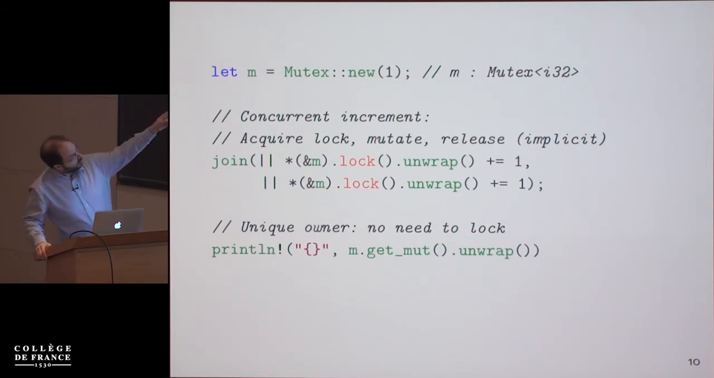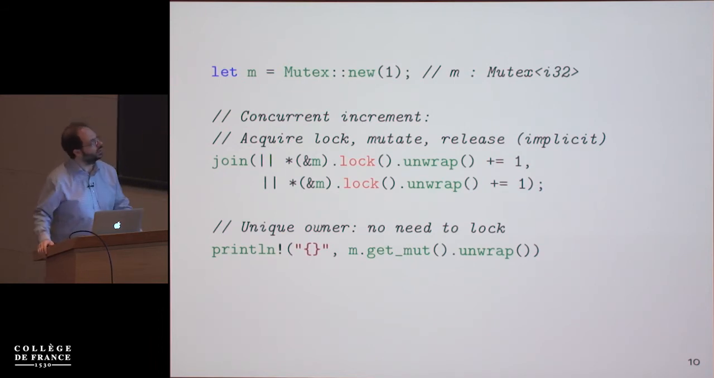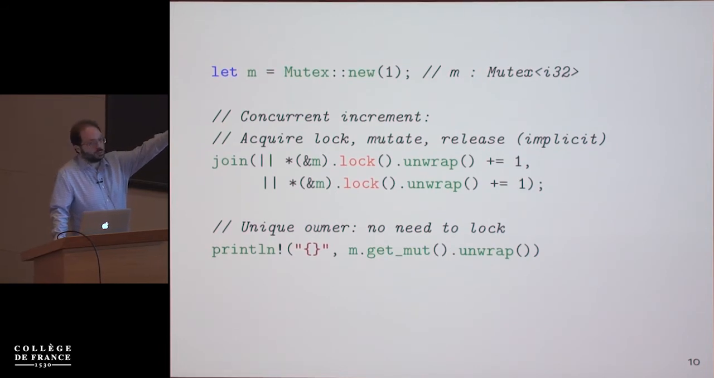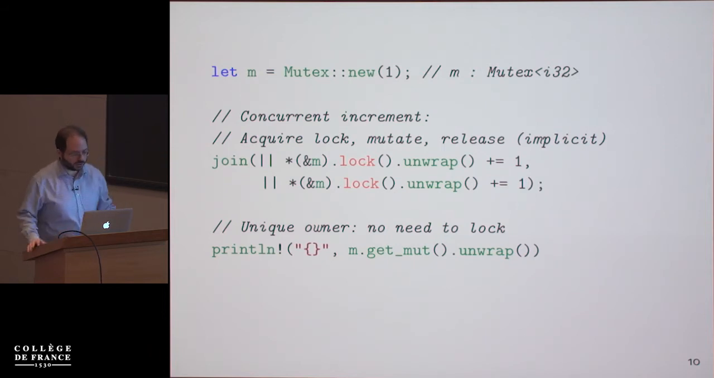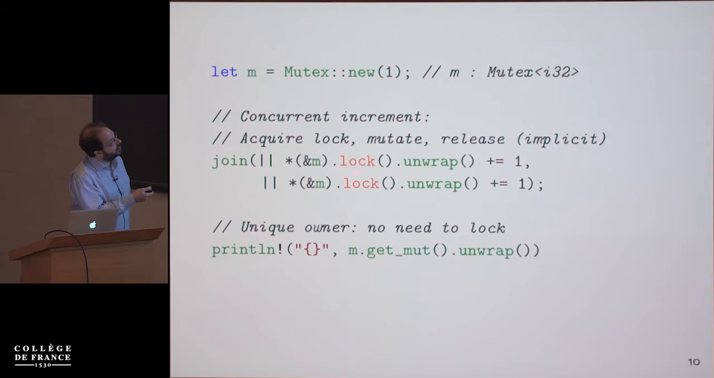So in the beginning here, I wrap this integer 1 with a mutex, and that means the only way to gain access to this integer is through acquiring a lock that's associated with this mutex, and then you will be able to mutate the underlying integer. And here, I have, again, something like the join example from before. I have shared references to this mutex m, except now, instead of just reading the shared thing, we're actually going to mutate it by first acquiring a lock.